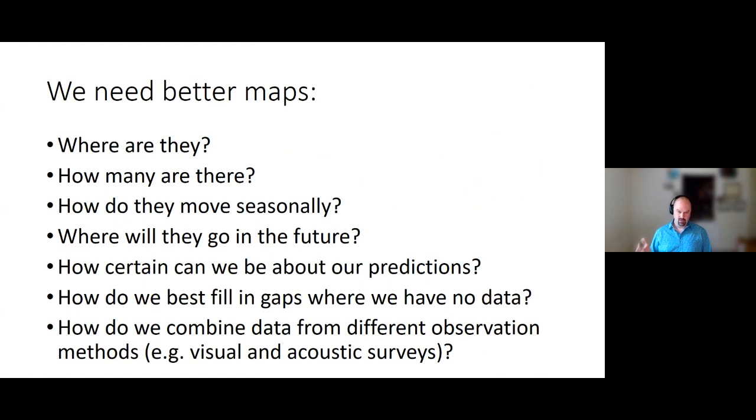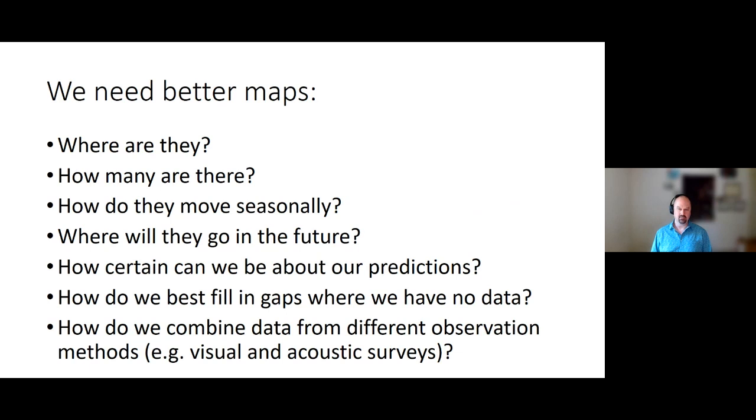So what does this mean? Well, in short, we need better maps. We need to know where they are. We need to know how many there are. We would like to know how they move seasonally and ideally where they would go in the future. We need to know how certain we can be about our predictions. And we need to know how to best fill in gaps where we have no data, because of course we can't undertake surveillance of the entire ocean 24/7.